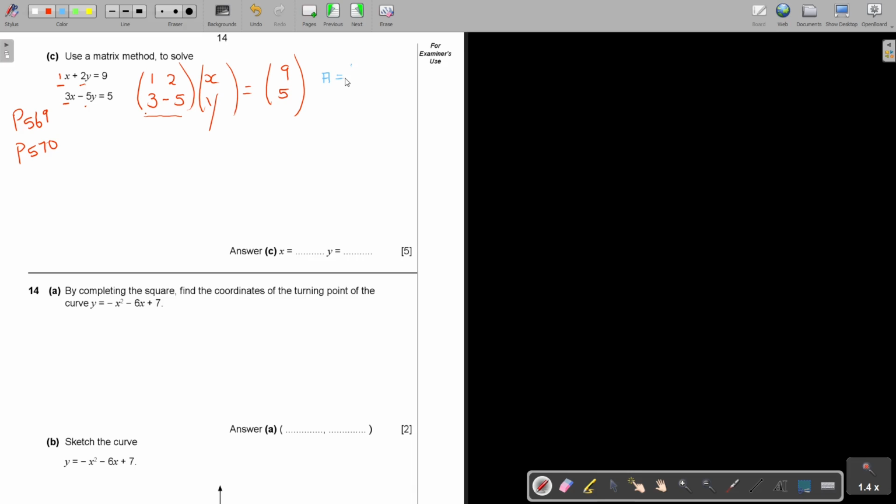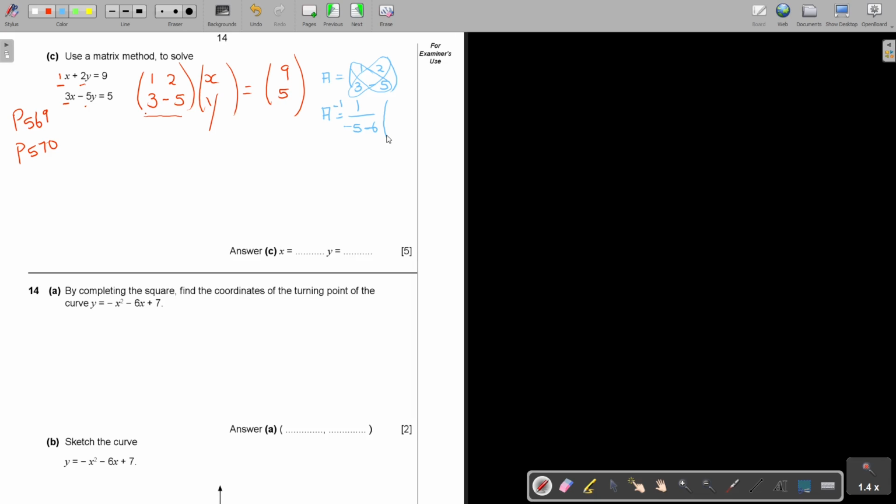Let's say A is 1, 3, 2, negative 5. If I find that inverse, first I'm going to find the determinant. So I'm going to say 1 times negative 5 is negative 5, then subtract 3 times 2. It's always, you take this one, multiply, and you subtract this one. So minus 6.